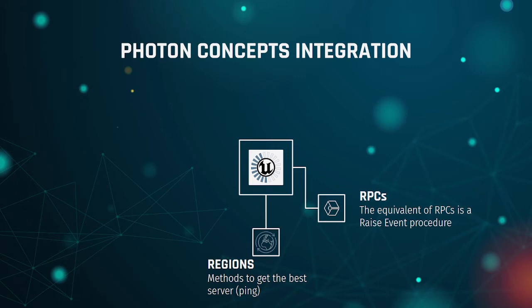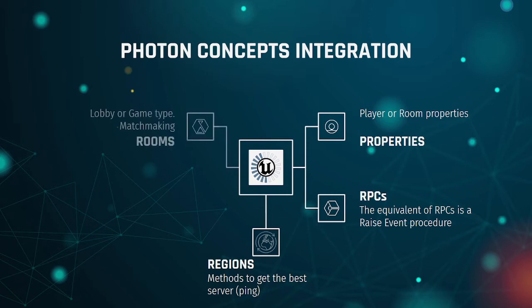Then there is something that looks like an RPC, a remote procedure call, but it's like an event with a number and different arguments. And this is the base layer of communication, sort of. Then you have the player or room properties. These properties live with the room while the room is running. So this is real time only. It's not persistent.